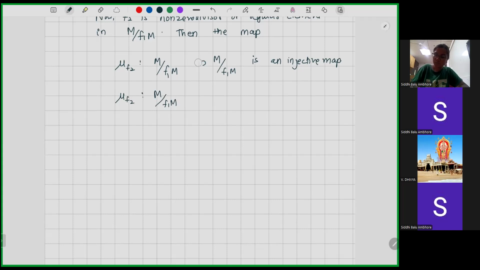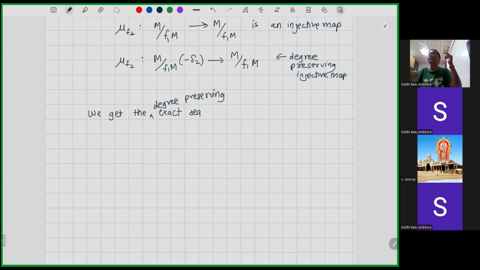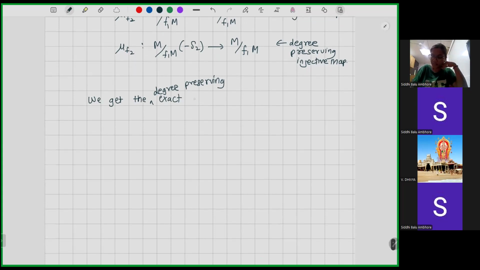And once I have this, this mu F2 from M quotiented by F1M is shifted by degree minus delta 2 to make it a degree preserving map. So this is a degree preserving injective map, giving us this exact sequence, degree preserving. Degree preserving is important, okay? We are calculating the Hilbert series, so everything needs to be in a homogeneous setup.